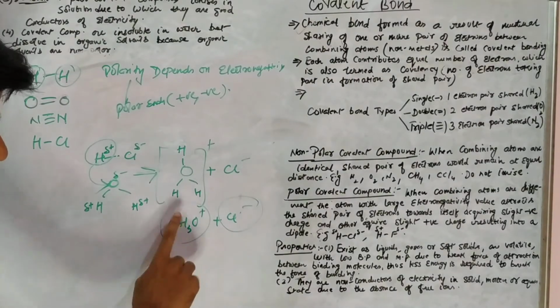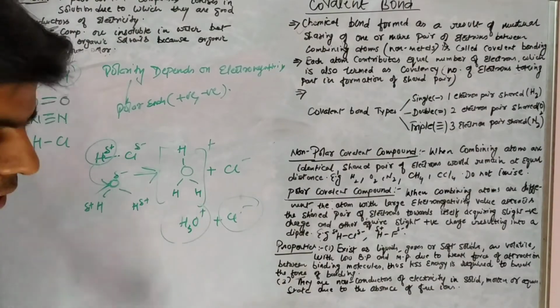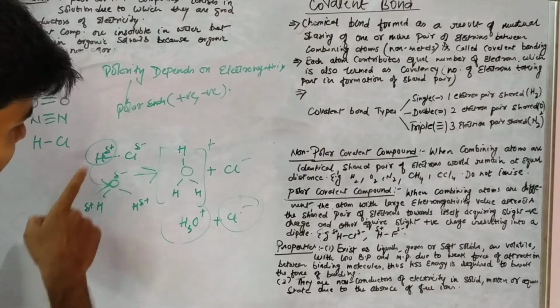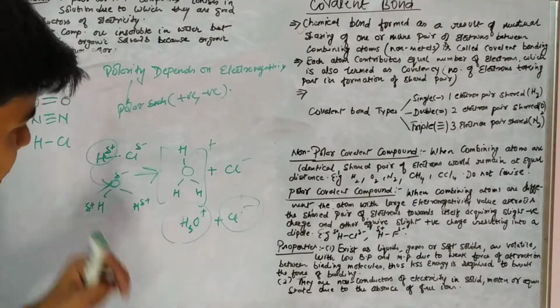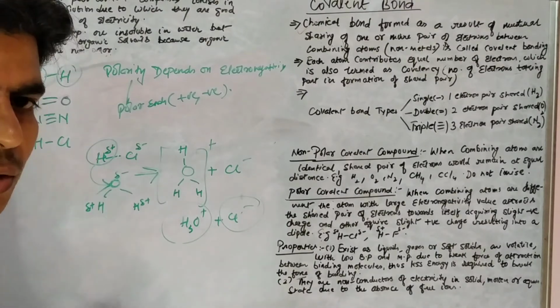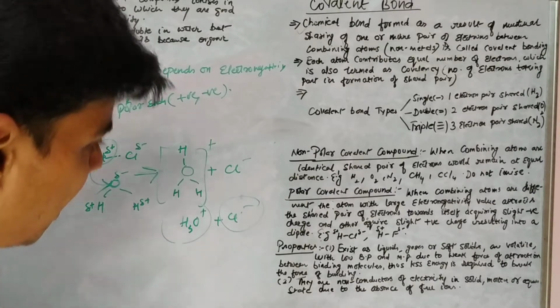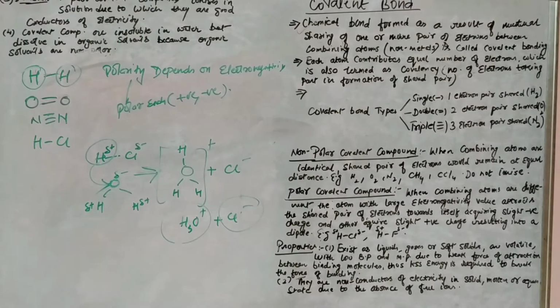And we have seen how the positive and negative ions were developed. The negative end of oxygen attracted the positive end of the HCl molecule and formed the positive hydronium ion. So I hope all this is clear to you.